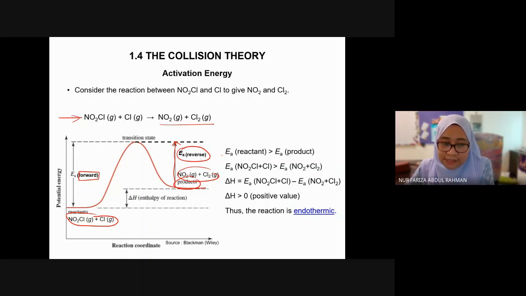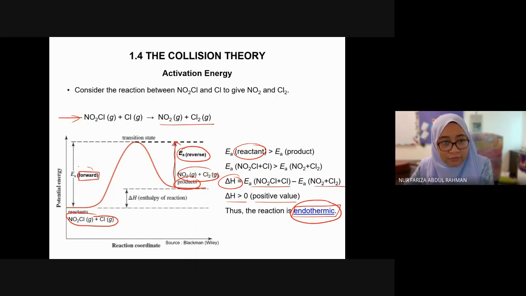Okay, EA reverse. So apa yang you boleh conclude from this? Your EA forward is still the highest compared to your EA reverse. EA forward you tu tinggi, lebih besar daripada your EA reverse. Ataupun EA reactant you is larger compared to your EA of your product. Okay, when you minus these two, you akan dapat delta H. Delta H you should be positive value lah. This is an endothermic reaction. This is a characteristic of endothermic reaction: EA forward is larger compared to EA reverse.